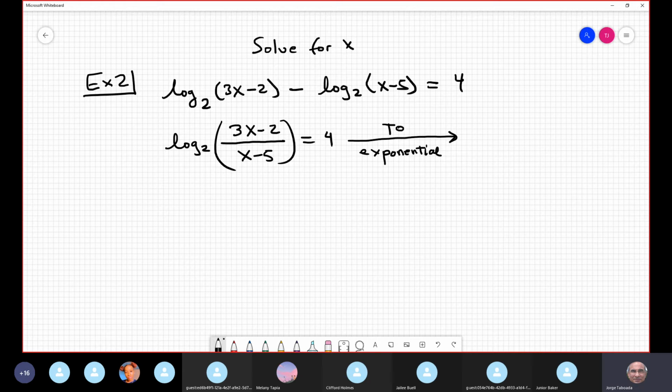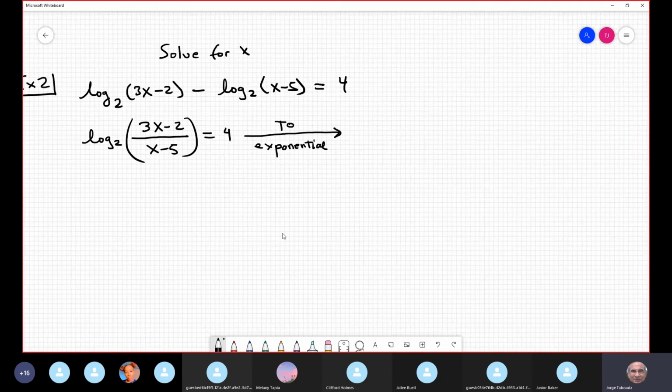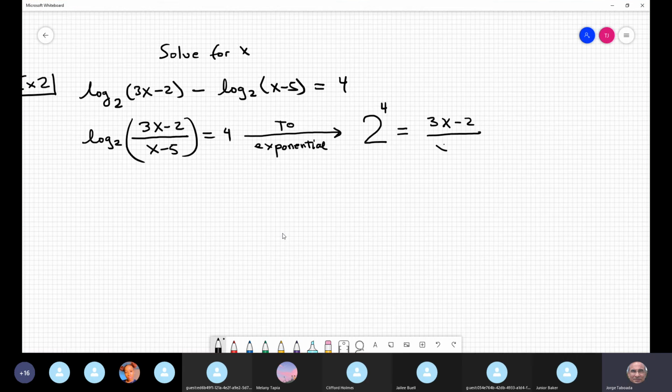Okay. So I ask myself, what is the base in this logarithm statement? Oh, the base is 2, professor. I put the big 2. What is the exponent? The exponent always is the answer of the logarithm statement. I put a small 4, equal the rest. And the rest is (3x minus 2) divided by (x minus 5).